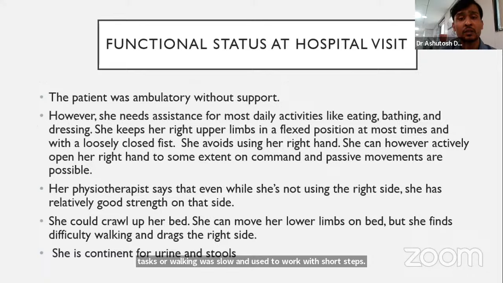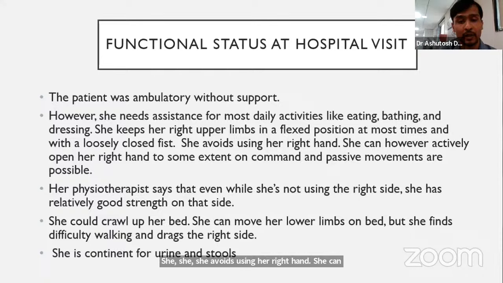Functional status: when she visited us, the patient was ambulatory without support. However, she needed assistance for most daily activities like eating, bathing, and dressing. She keeps her right upper limb in a flexed posture most of the time, with a loosely closed fist. She avoids using her right hand. She can, however, actively open her right hand to some extent on command, and passive movements are possible.